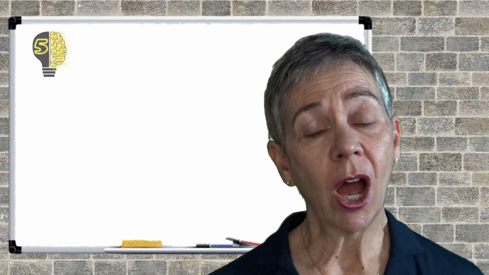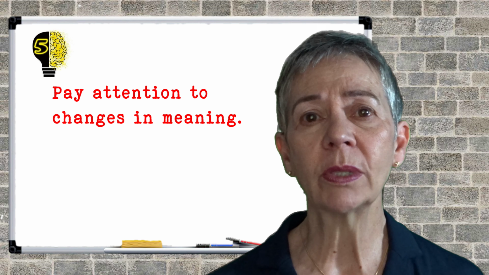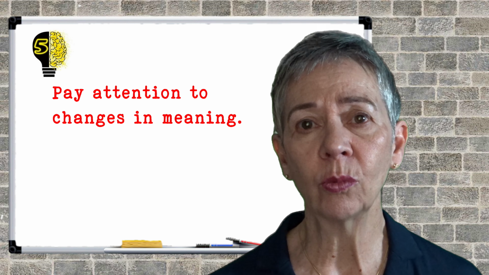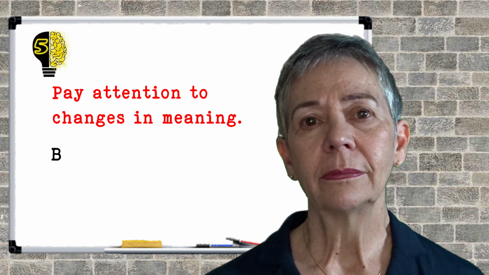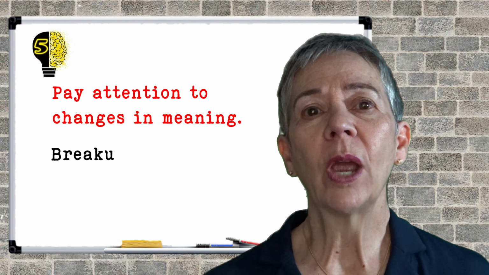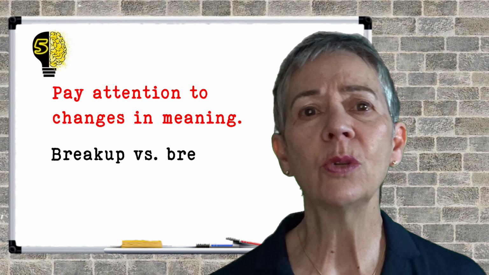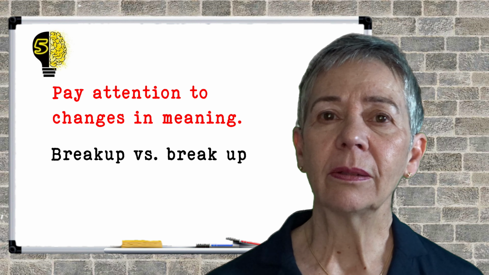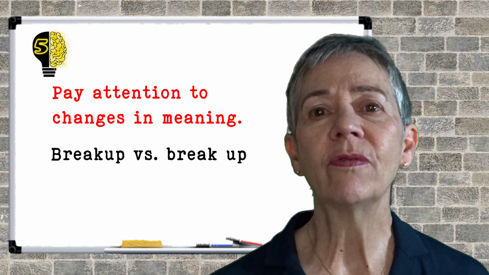And tip number 5, pay attention to changes in meaning. And this should be clear throughout some of the other tips that the meaning can change depending upon the form of the compound word. For example, the word breakup and the words break up, which go together as well as compound words, mean two different things. As a noun, breakup means separation. But break up as two words means to divide something.